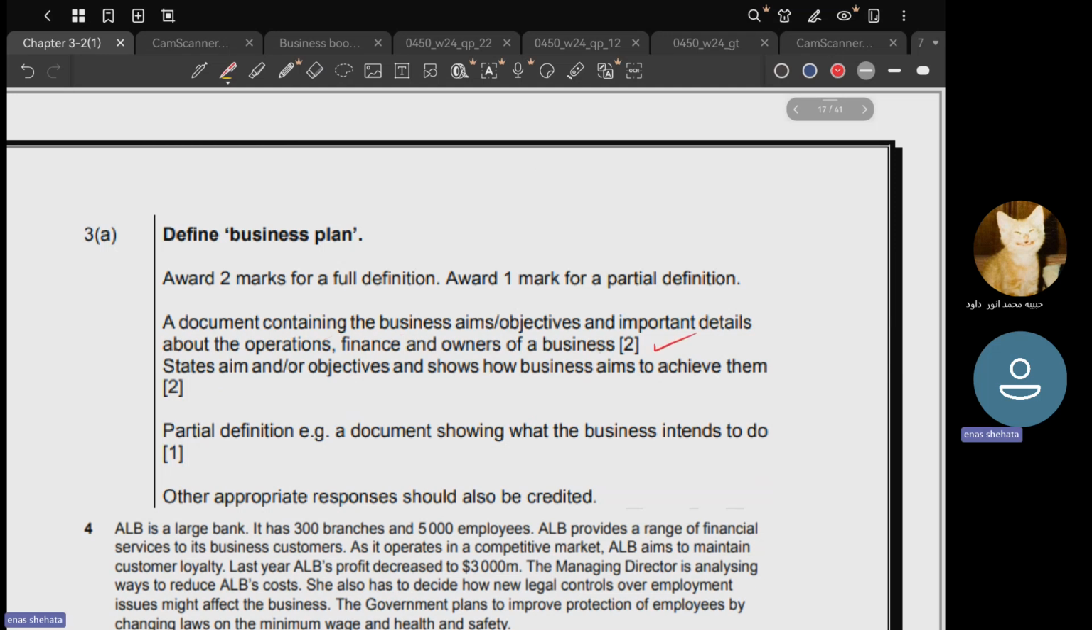طيب, if I said state aims, objective, and show how the business aim to achieve them, برضو 2 marks. طب امتى اخد 1 mark بس؟ A document showing what the business is intended to do. لا كده بس، ده كده 1 mark. طبعا ده الديفينيشن اللي موجود عندنا في البوك وده اللي احنا هنحفظه.